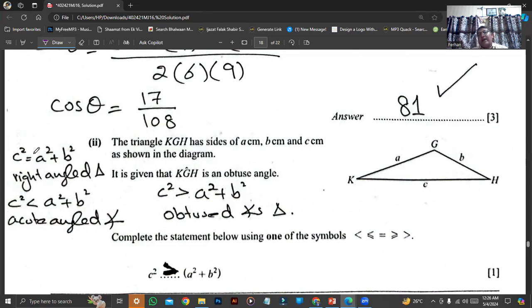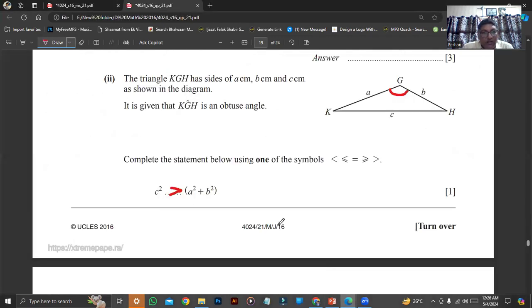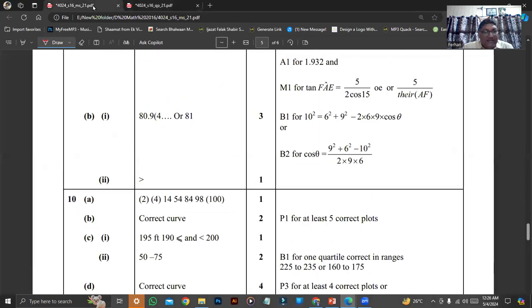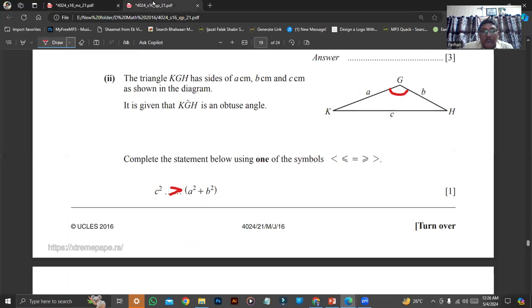So because here we have obtuse angle, the crocodile mouth will be towards the C square. So hopefully you understand this concept and you will remember 1, 2, and 3. These three things are very, very important. Okay, so let's check the marking scheme. So you can see this symbol. Our answer is right. We are going to the next question.